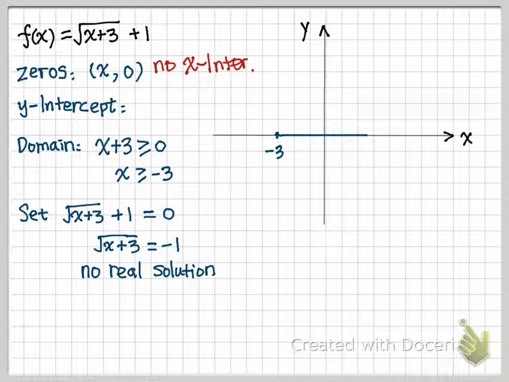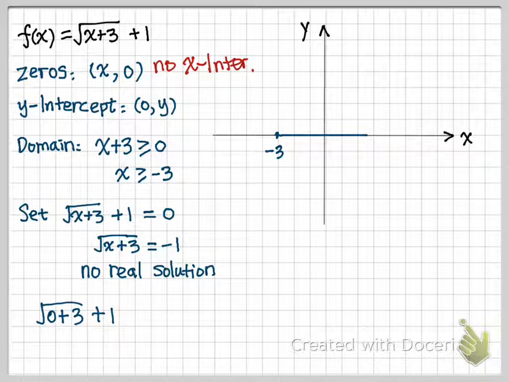To find the y-intercept, they are of the form 0 comma y. So what we do is plug in 0 for x and solve for y. So y equals, replace x by 0, we get square root of 3 plus 1. So it's more than 2 but less than 3. So it's roughly right here.